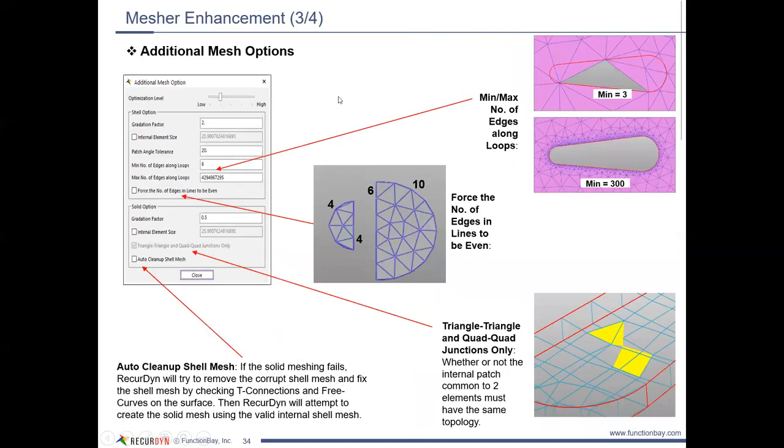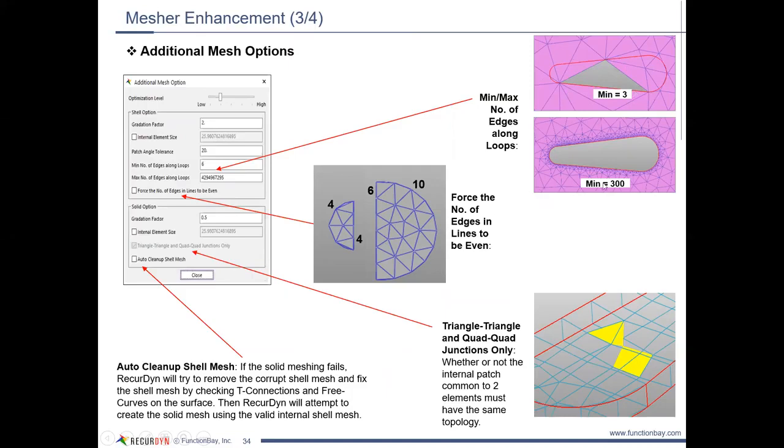All right, continuing down on the same dialog box. Next, we have minimum number of edges along loops and maximum number of edges along loops. If you look here to the right, in this case, we're saying the minimum number of edges is 3. So basically, we have this loop shown in red, and it's just fitting in a single triangle element.